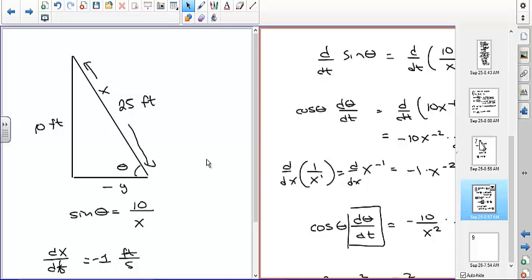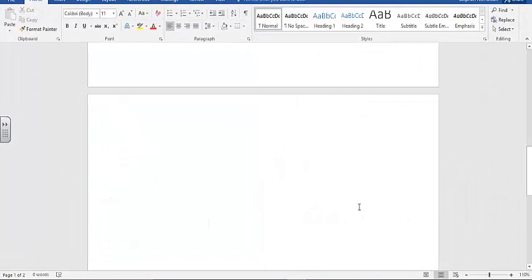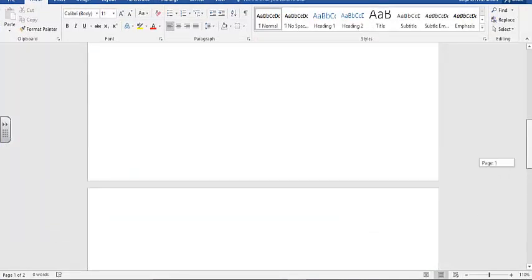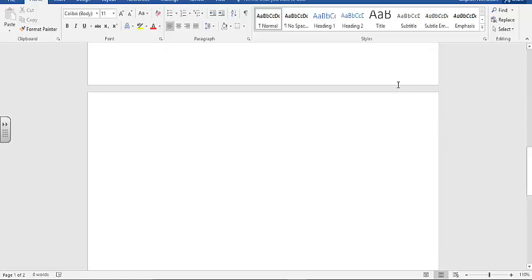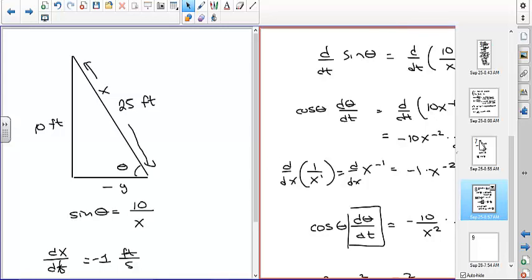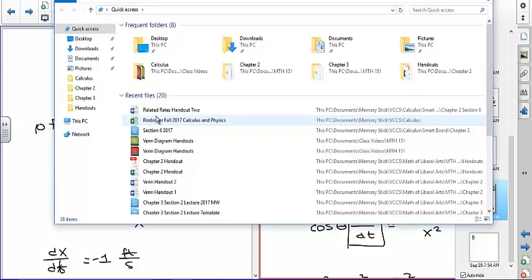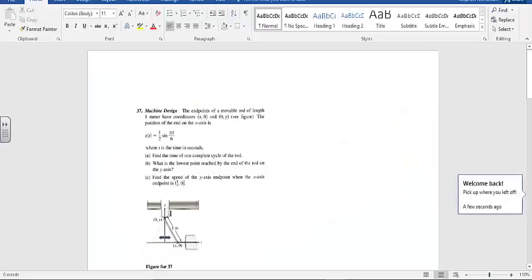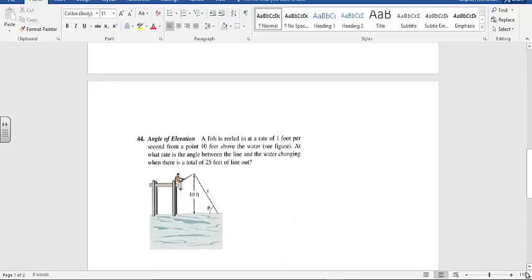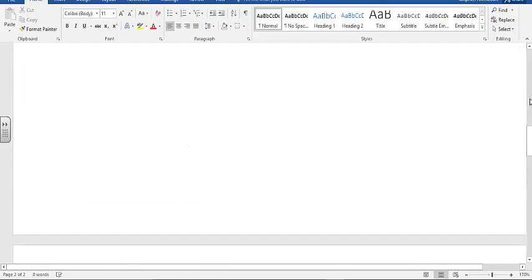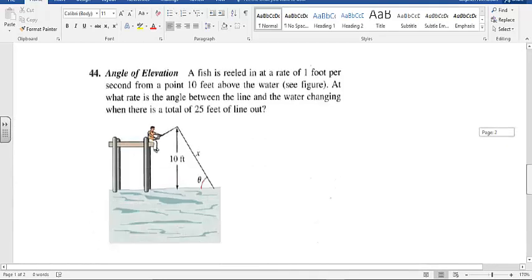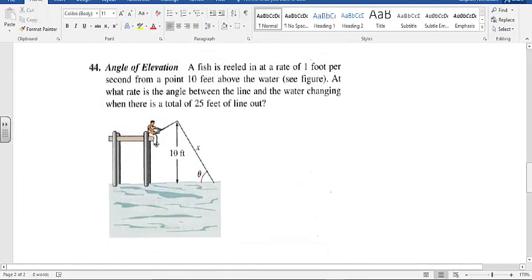Okay, so the problem was somewhere here. Let me reopen this file. I must have accidentally cut something. Yeah, so that's the problem. Some guy's fishing. He's reeling in his fish. Oh, here it is. So he has a fishing line, where the tip of the pole is 10 feet above the water, and he's reeling in the fishing line. So the rate of change in the length of the fishing line, and the fish is right there on the surface.